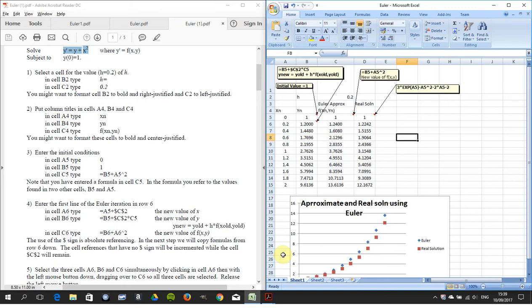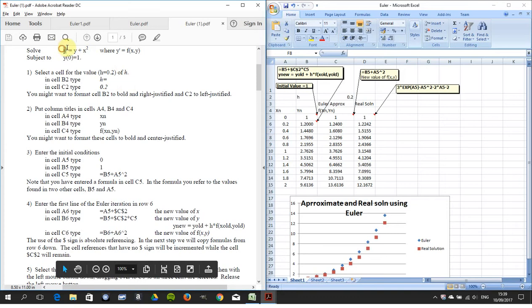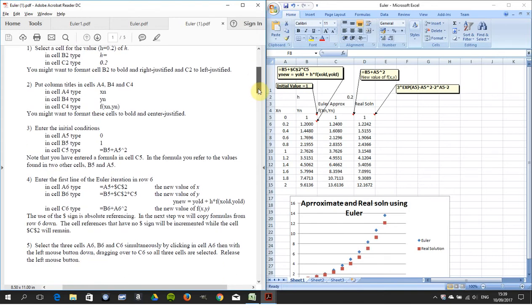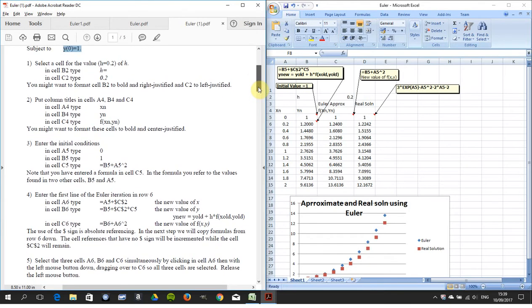Today we're in Excel doing first order differential equations using Euler's method. We want to solve that using the initial condition there. So the instructions are there on the left hand side. I'll just scroll down a little bit so you can see. Just leave it about there.